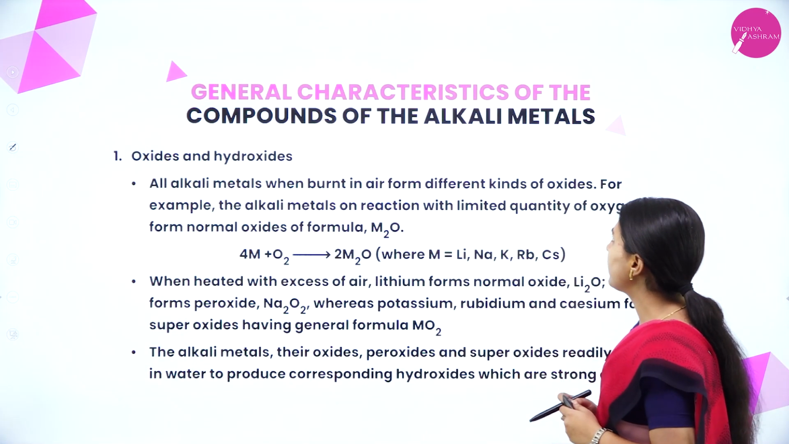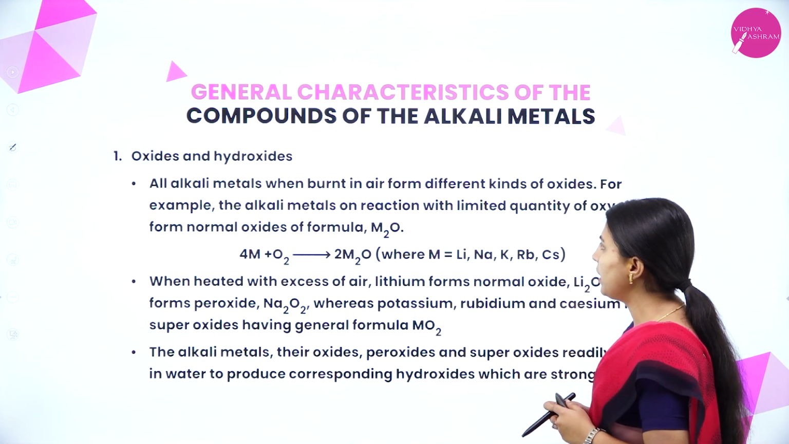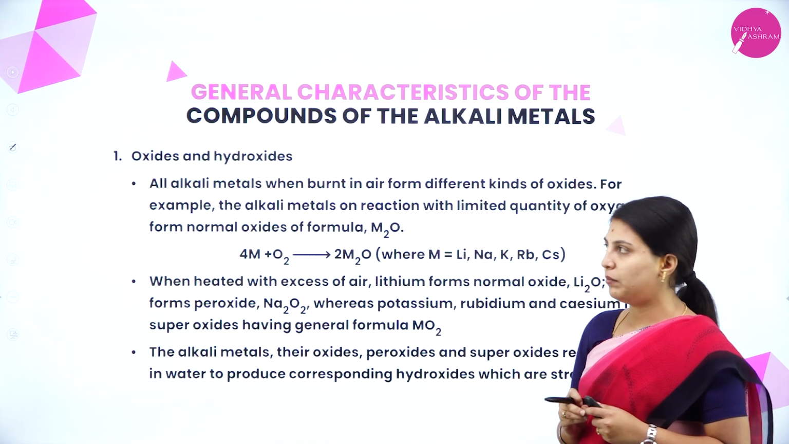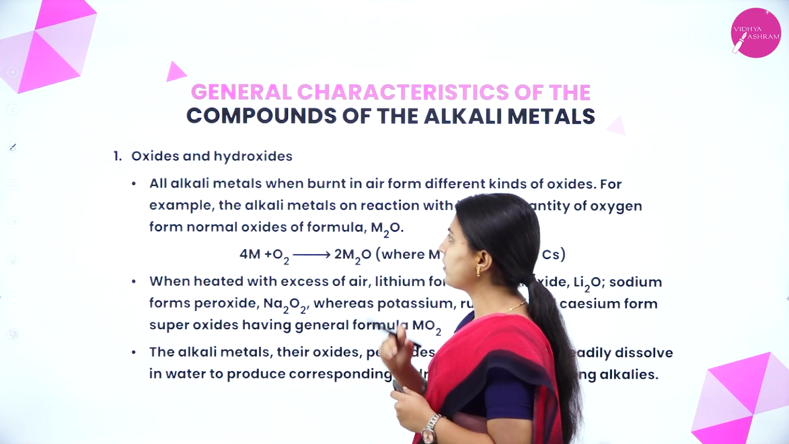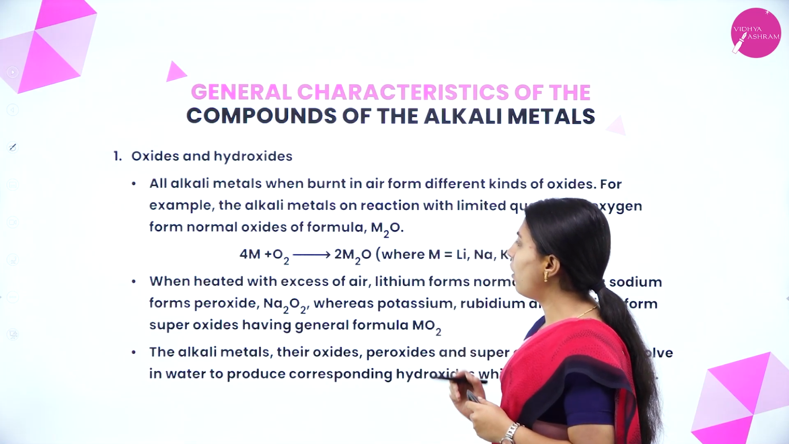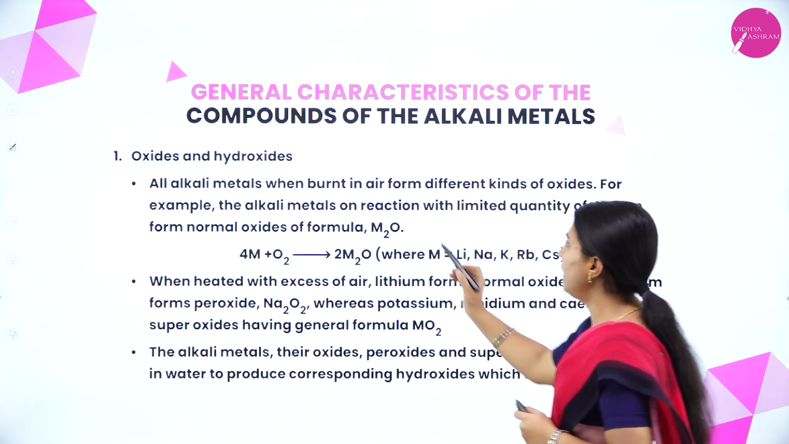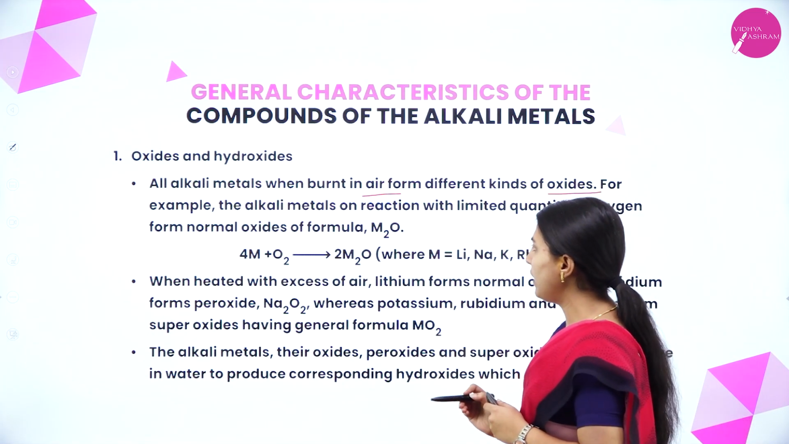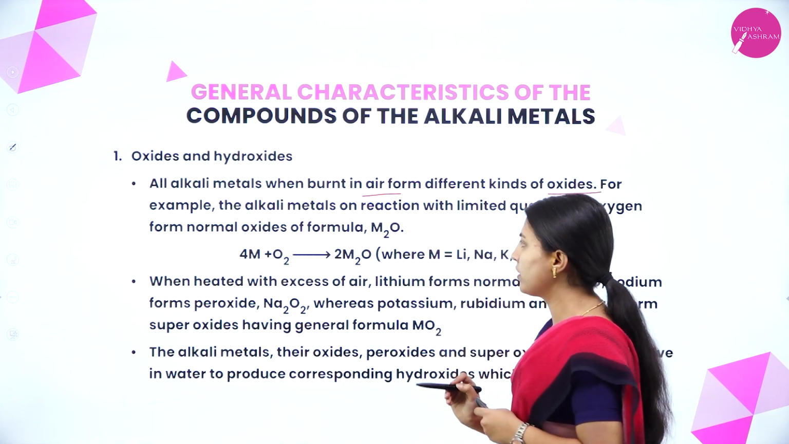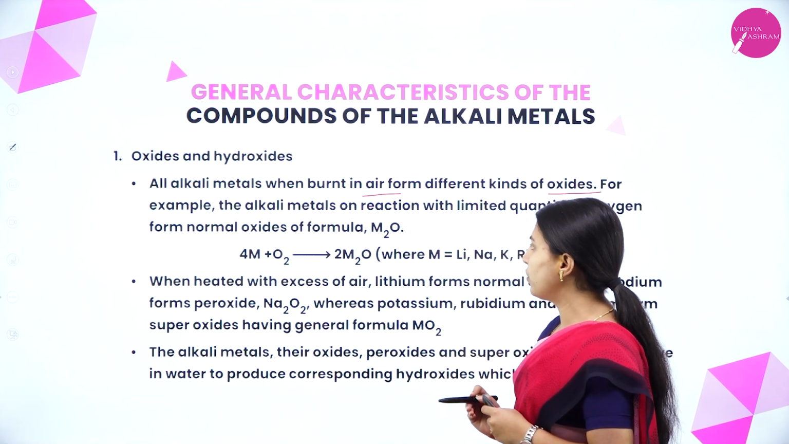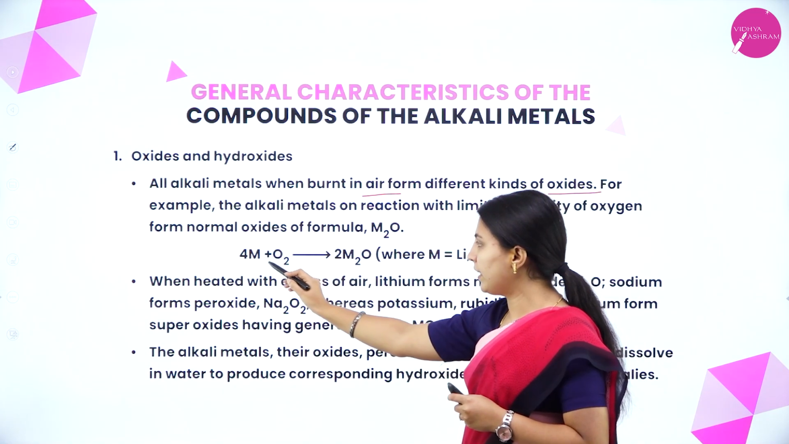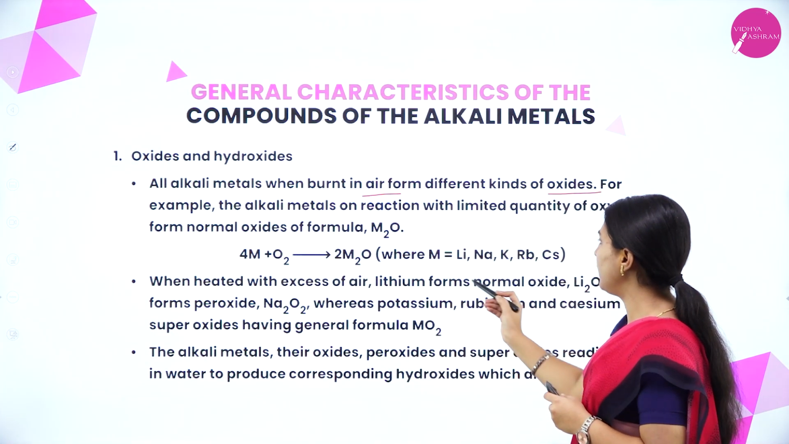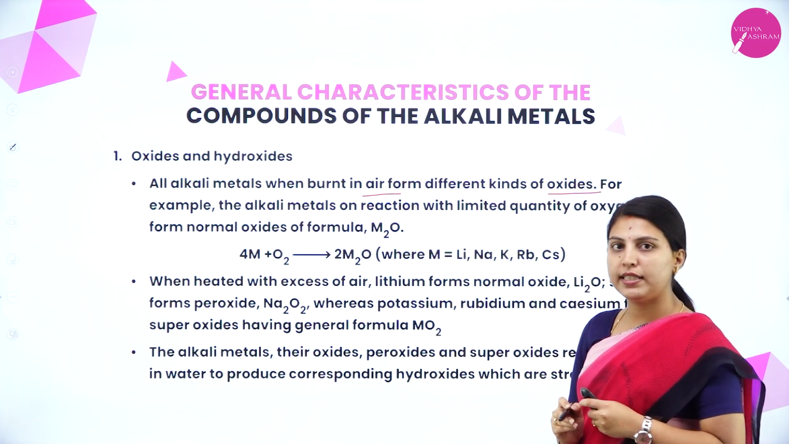Next, general characteristics of the compounds of the alkali metals. What are the general characteristics of compounds present in the alkali metals? We will see one by one, that is oxides and hydroxides. All alkali metals when burnt in air form different kinds of oxides. For example, the alkali metal on reaction with limited quantity of oxygen forms normal oxides of formula M2O. M can be lithium, sodium, potassium, rubidium or cesium.